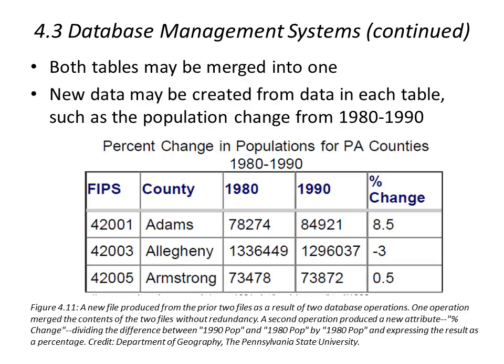Both tables may be merged into one. New data may be created from data in each table, such as the population change from 1980 to 1990, and this is the resulting table. The FIPS code was used to essentially get the two tables to communicate with one another and to merge into a single table.